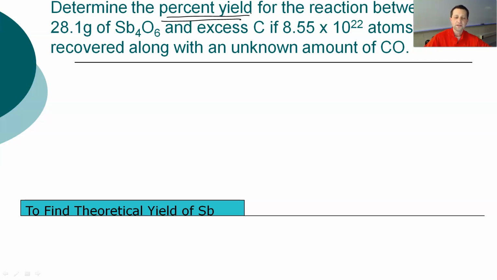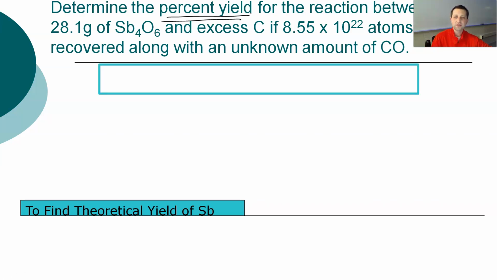What you want to do first is set up a balanced chemical reaction. So that's what we're going to put in the box here. Every stoichiometry problem has to start with a balanced chemical equation. So let's go ahead and do that. It says you are going to have a reaction between Sb4O6, let's write that in, and an excess amount of carbon.